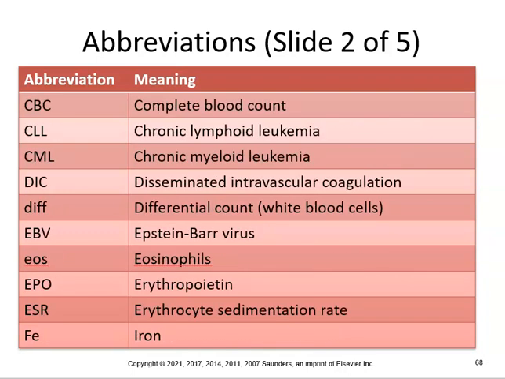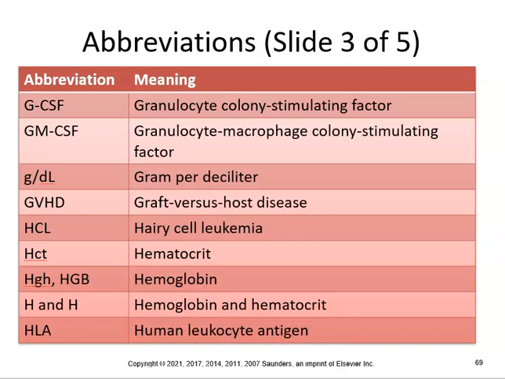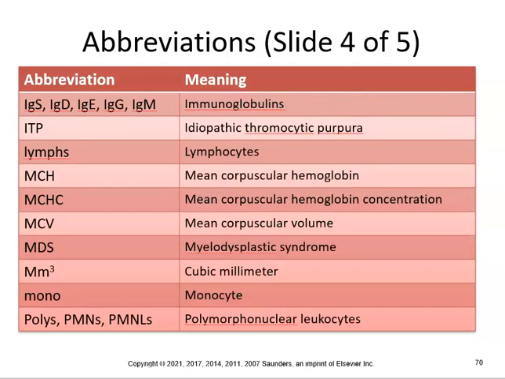CBC is one, complete blood count; CLL, chronic lymphoid leukemia; CML, chronic myeloid leukemia; DIC, disseminated intravascular coagulation; DIFF, differential count; EBV, Epstein-Barr virus, you should know that; eosinophils; EPO, erythropoietin, you should know that; ESR, erythrocyte sedimentation rate; FE, iron, you should know; GCFs, GM-CSF, HCT, hematocrit; HGB, hemoglobin; H&H, hemoglobin, hematocrit; HLA, human leukocyte antigen; ITP; lymphs; MCH and MCHC you might see in the bloods, and MCV, mean corpuscular volume, mean corpuscular hemoglobin; MDS, myelodysplastic syndrome; monocytes; polys.